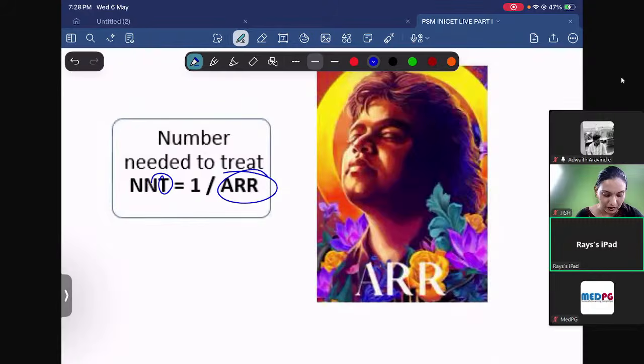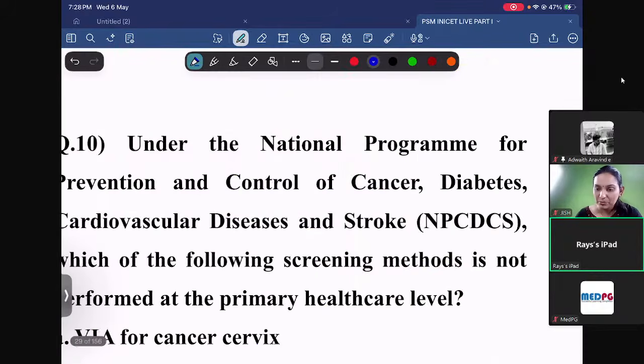Okay. We're moving on to the next question. So now we have almost discussed all the questions from the epidemiology part. We'll take a question from the program aspect.